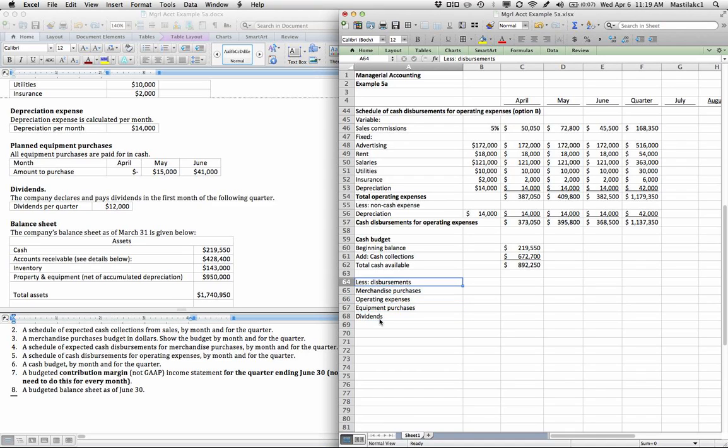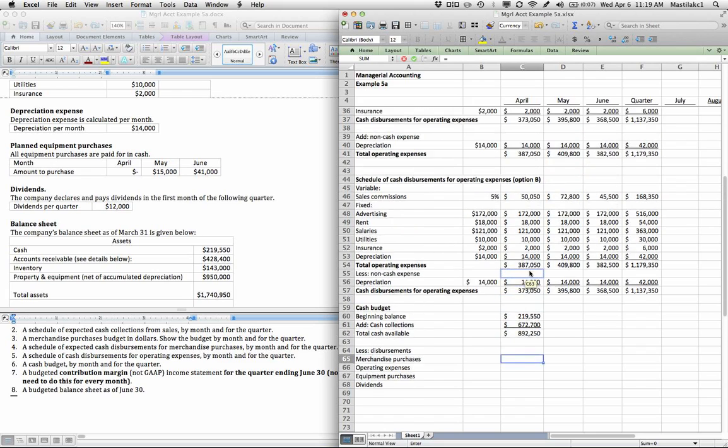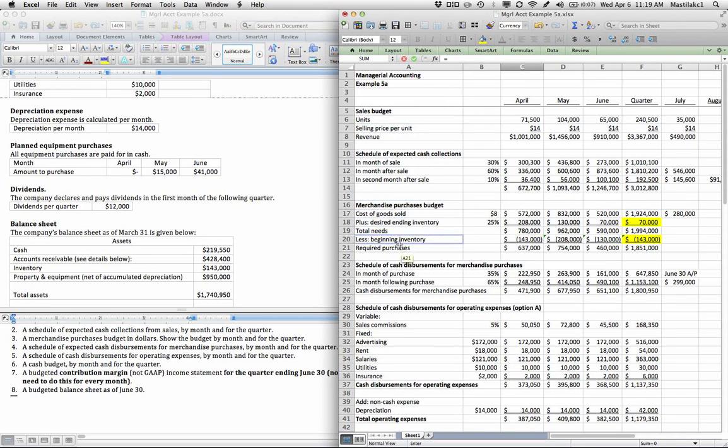So in some months we're going to have dividends, in some months we're going to have equipment purchases. We're going to have to deal with these things because these are cash expenses or cash disbursements as well. So what are our cash disbursements for merchandise purchases? Well, we've already figured that out. So we can look at our cash disbursements for merchandise purchases.